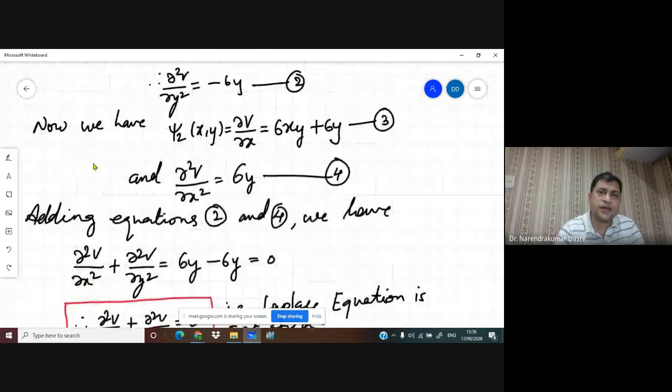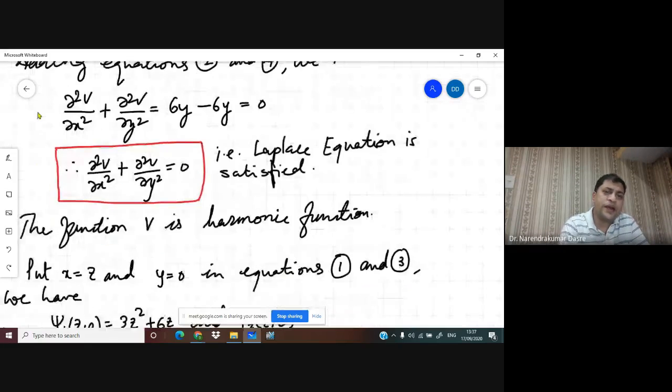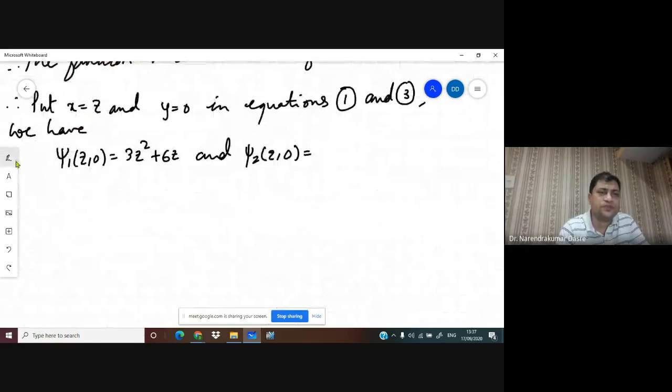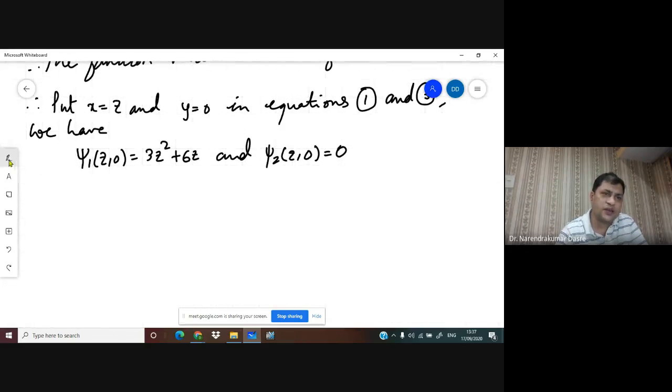So what is psi2? See this psi2. Here I am putting x equal to z and y equal to 0, and both the terms contain y, so this term is going to be 0. So we get psi2 is equal to 0. So we got psi1 at z0, we got psi2 at z0, and hence we are able to write the final and fourth step of the Milne-Thompson method.